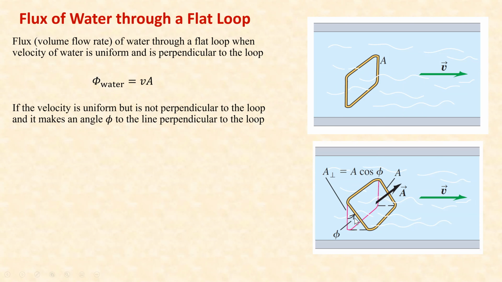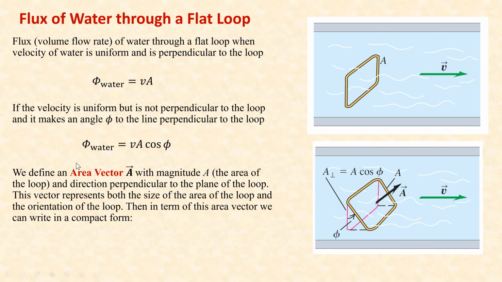If the loop makes an angle phi with the perpendicular to the velocity, the flux is less, as you see, because the area that is perpendicular to the water motion is a little bit smaller. This perpendicular area is A times cosine of phi. Therefore, you can write the flux as V times A cosine phi. So it's a smaller flux. The maximum is this, but it depends on the angle.